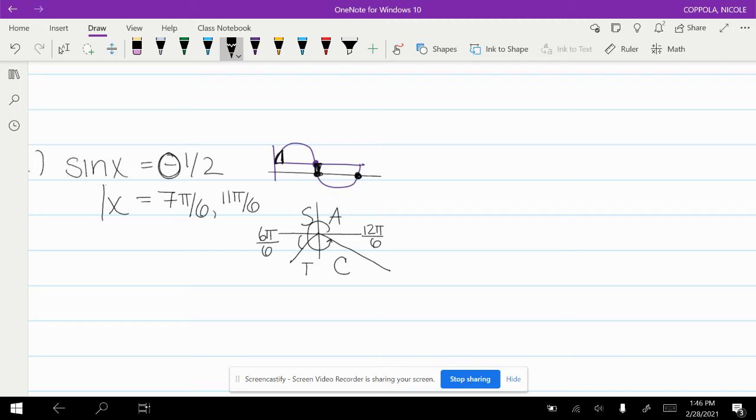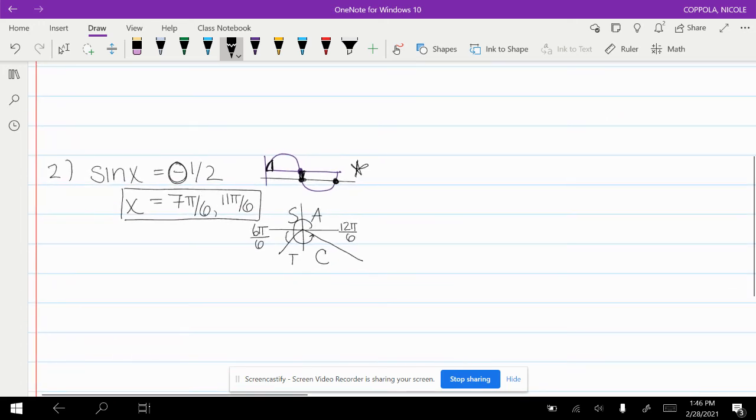I'm showing you both ways of looking at it, the graph and the unit circle, to get these values. The more you do these, the easier it'll be, and you'll become more fluent and won't need to really look at the graph. You can either imagine the unit circle, or it just becomes second nature.